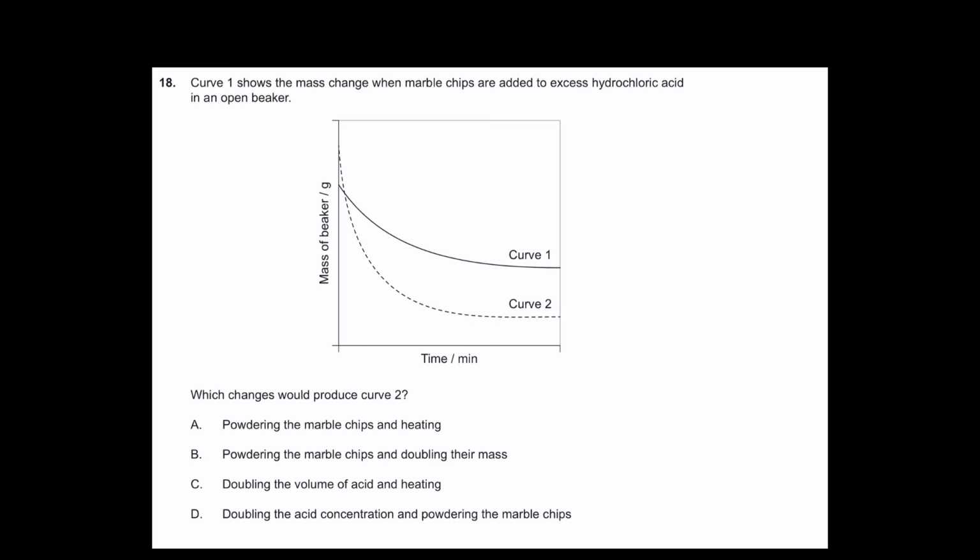Okay, so it says that curve 1 shows how the mass changes when marble chips are added to excess HCl. So what's the reaction? HCl plus marble chips, which is calcium carbonate, so we have the products as CaCl2 and we have CO2. Now we see the HCl is in excess, so marble chips are always the limiting reagent. So even if we double the volume or even if we double the acid concentration, it won't make any effect because HCl is already in excess. So C and D, these options won't be correct.